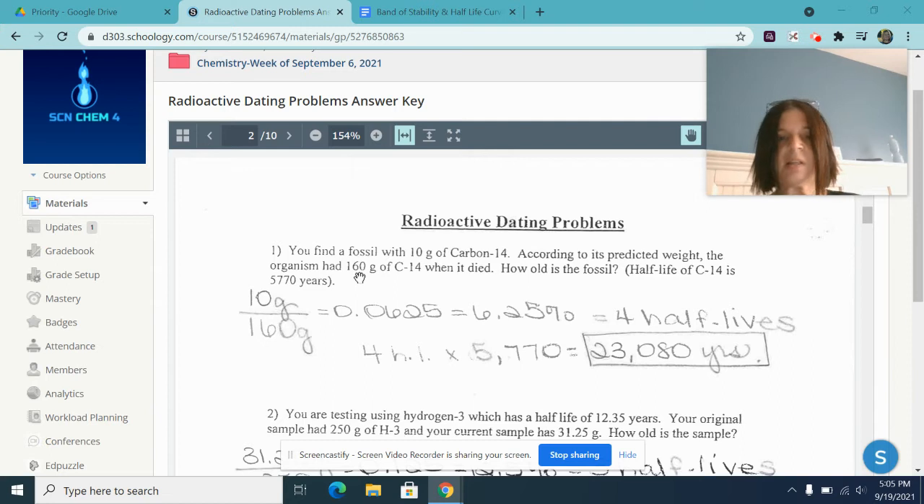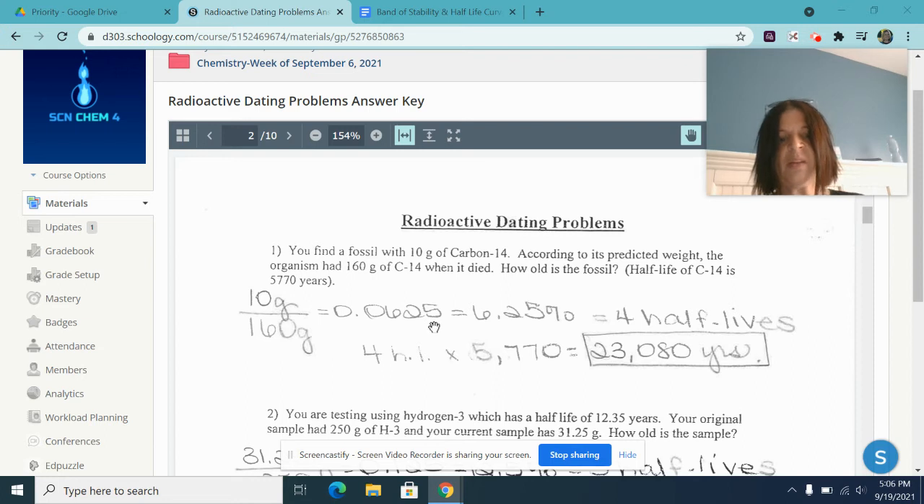So when you go to set these problems up, you need to know what percent of the parent or what percent of the unstable isotope is still remaining. So that's the very first thing you want to find. The way that you find that is that you take the now or the current amount divided by the original or the then amount. The number on the top should always be smaller than the number on the bottom when you are working with amounts. Once you do that, 10 divided by 160 gives you 0.0625.